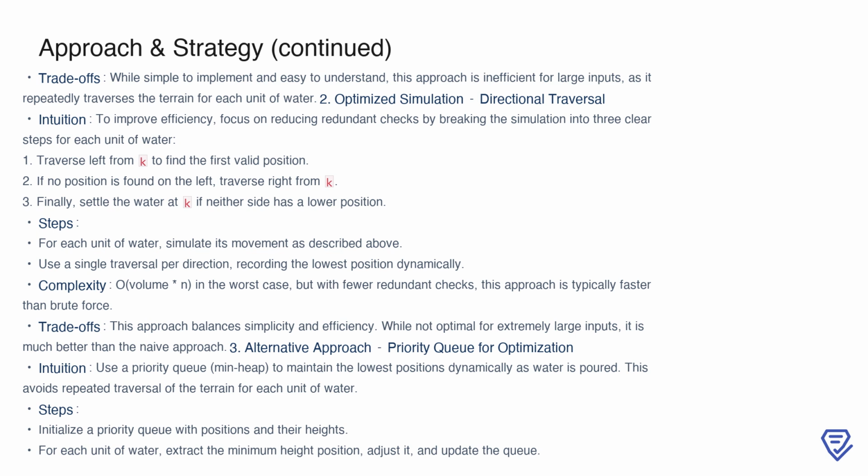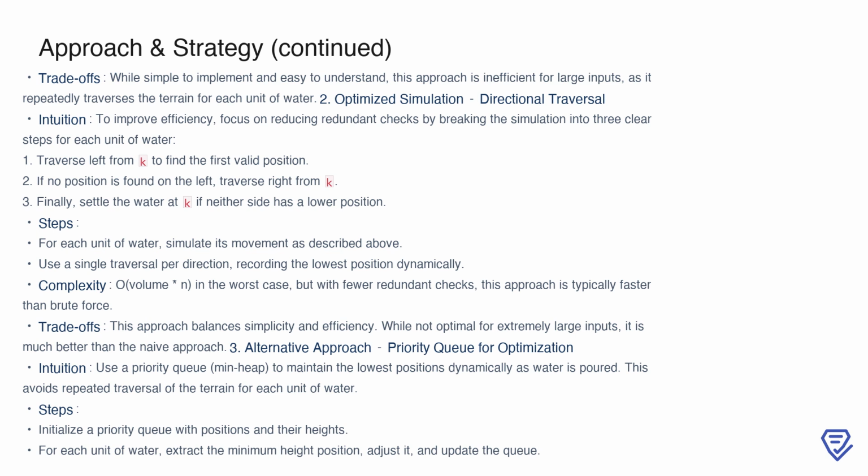To address this, we can consider an optimized simulation approach that reduces redundant checks. Instead of repeatedly traversing the terrain, we break the simulation into 3 clearly defined steps for each unit of water. First, we traverse left from k to find the lowest valid position. If no position is found, we then traverse right from k. Finally, if neither side offers a lower position, the water simply settles at k. By performing only one traversal per direction and dynamically recording the lowest position, we eliminate unnecessary computations.